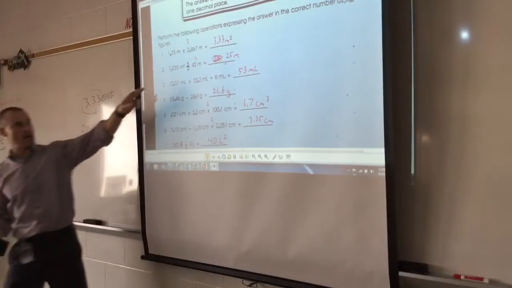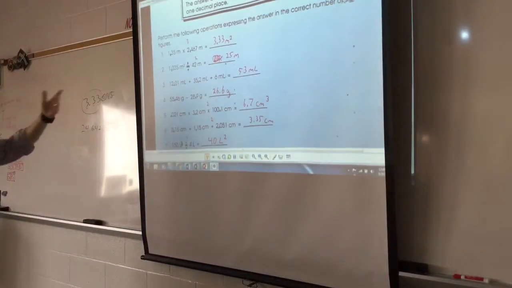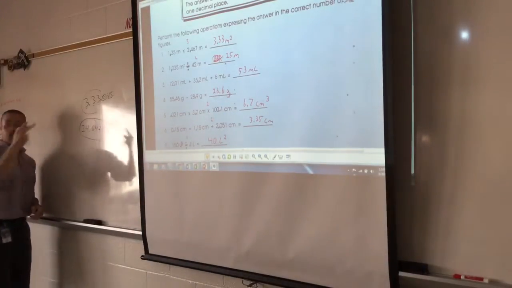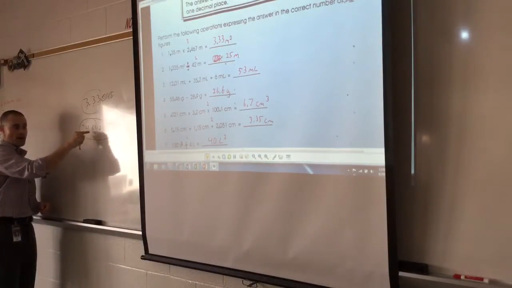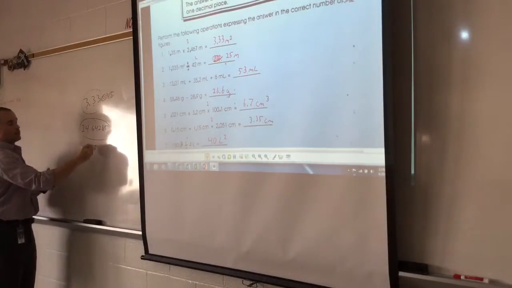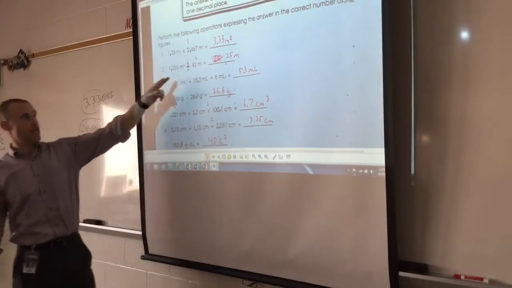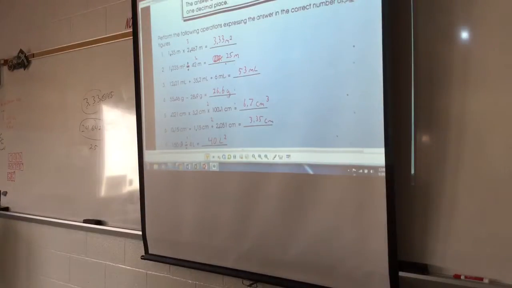So this number has 4 sig figs, this number has 2. So 2 is lower than 4. So to make this entire number have 2 sig figs, I round this 4 up to a 5, because that's a 6, so the answer is 25. Because that has 2 sig figs. It matches that one. So that's how we would do 1 and 2.